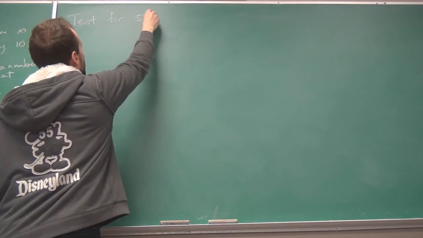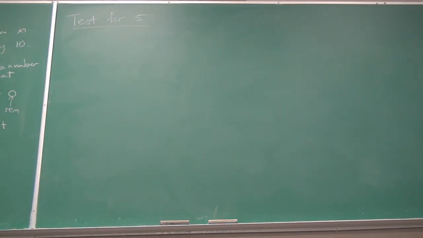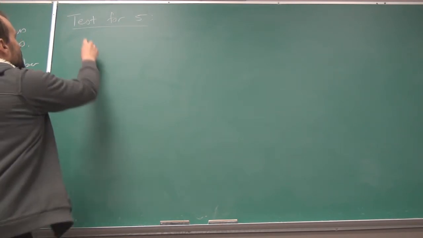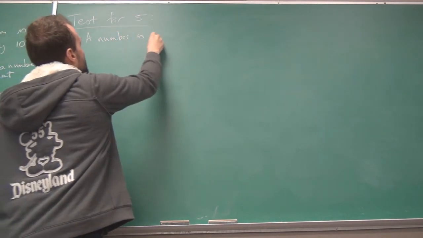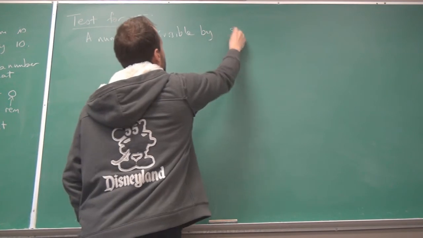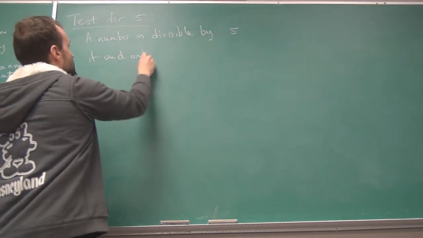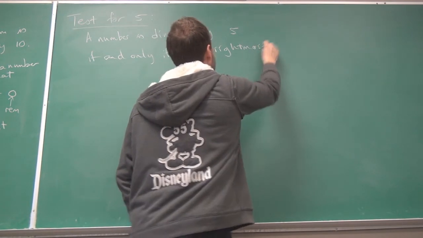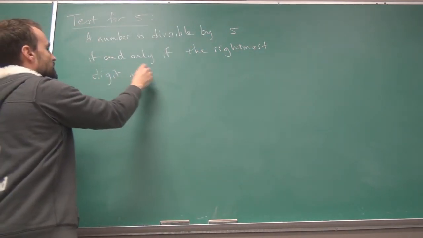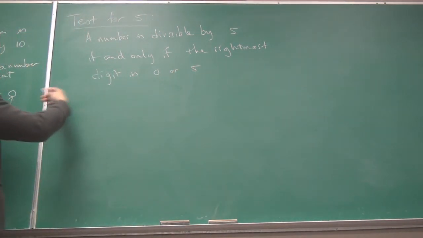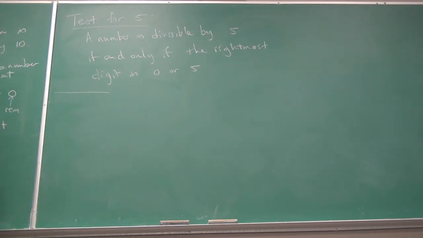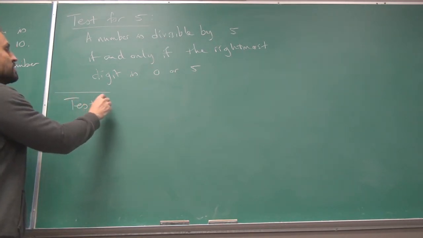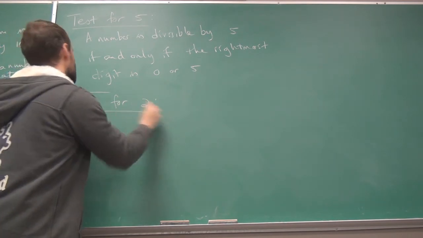Test for 5. I'm not going to write it as a proposition every time, but it is a proposition. It is a statement that has to be proved. A number is divisible by 5 if and only if the rightmost digit is 0 or 5. It has a proof very similar to that, but we're not going to prove every single thing. We saw it once, we got an idea of how to read it. That's good enough. These tests, yes, they are very simple, very familiar, but hopefully there will be something in this chapter that is less familiar.